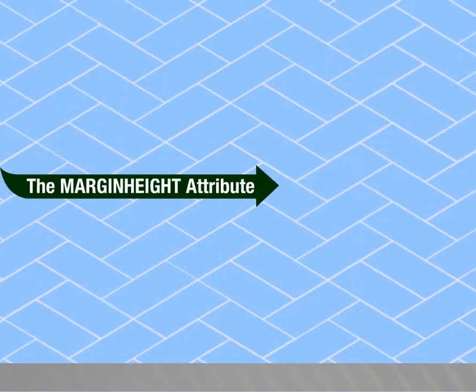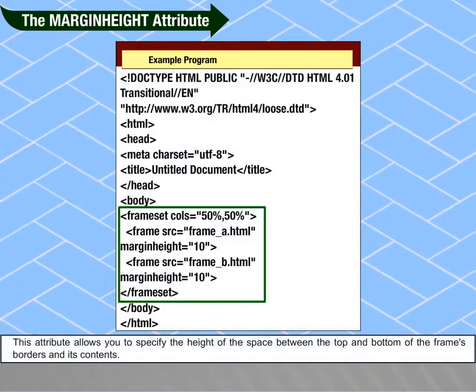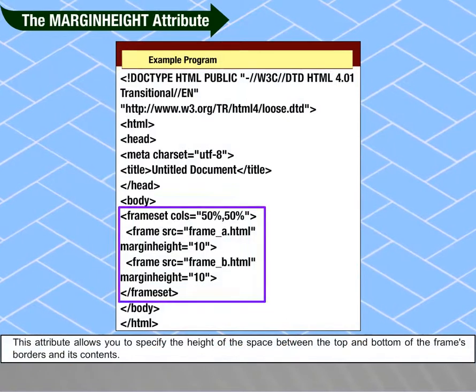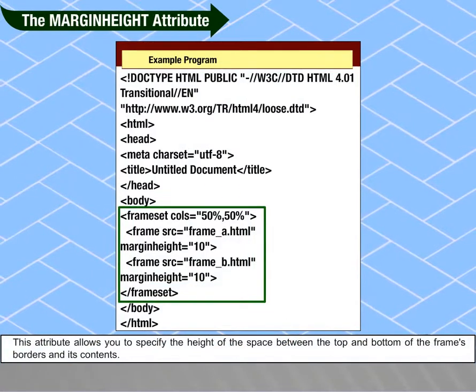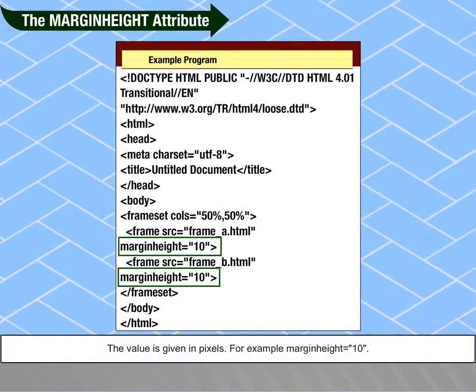The marginheight attribute. This attribute allows you to specify the height of the space between the top and bottom of the frame's borders and its contents. The value is given in pixels. For example, marginheight equals 10.